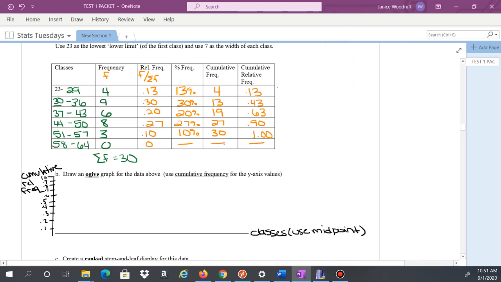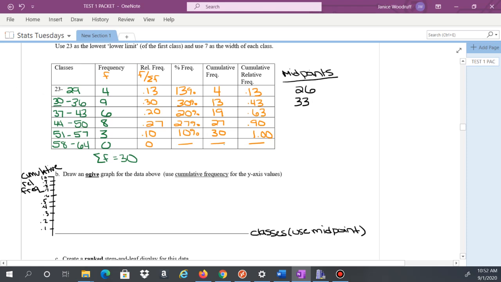So I'm just going to add a column over here. Midpoints. So 26. Then you have 30 plus 36, that's 66, divided by 2 should be 33. Notice that goes up by 7. So you could just do the same thing that you did when you were making your classes as well, or you can keep going.